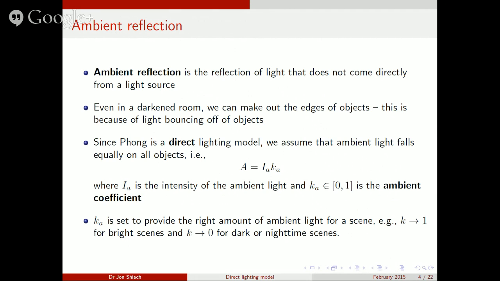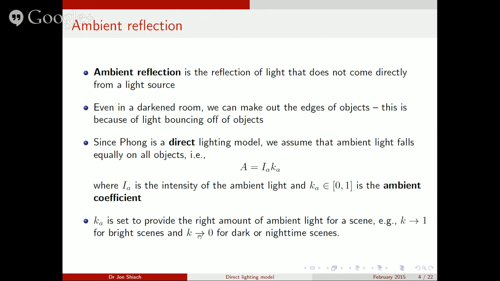Mathematically speaking, we can use this to model it. A is the amount of ambient reflection. I_a stands for the intensity of the ambient light: how bright is your ambient light? And k_a is the ambient coefficient: how much of the ambient light are we using? So I is intensity, k is the coefficient, how much.